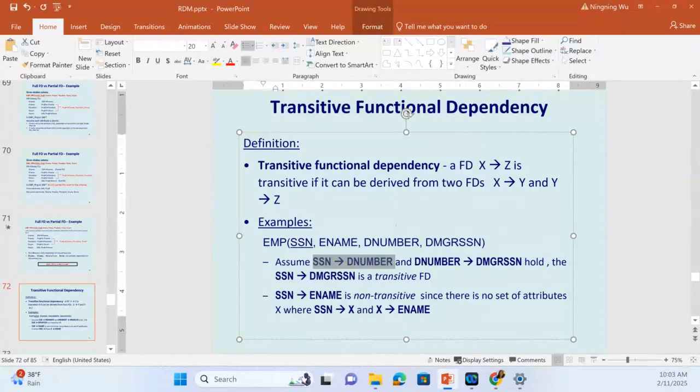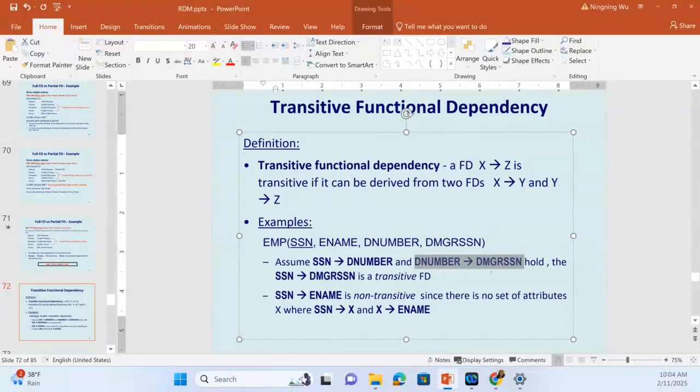Since SSN determines dnumber and dnumber determines mgr SSN, that's more like an intrinsic relationship between the dnumber and the mgr SSN. This kind of relationship is very intuitive. It means that if we know a department number, then we are supposed to be able to get which department that dnumber refers to, and then the physical department information, including its manager's SSN. Okay.